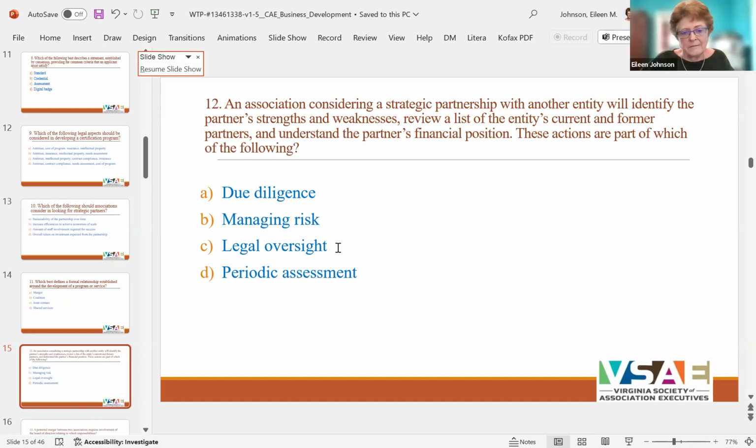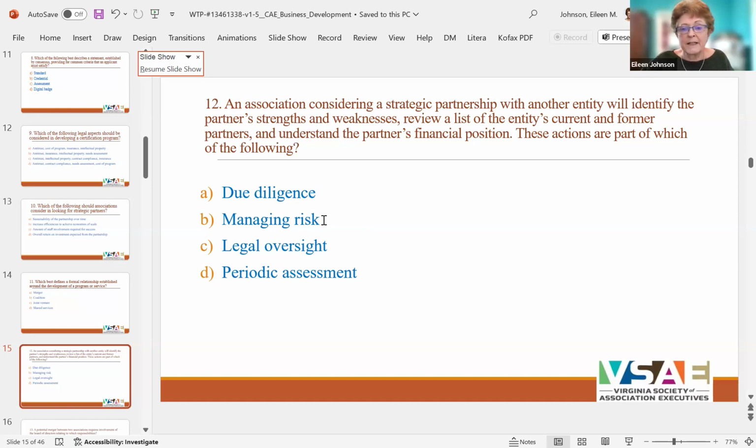The legal oversight, because it is due diligence in managing risk, part of just like a legal process? Is that why? I think that's the right answer. It's definitely not periodic assessment because this is a one-time thing, right? So it is due diligence. You are managing risk by doing this.